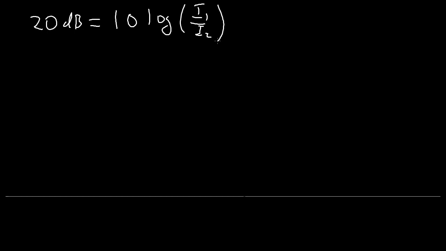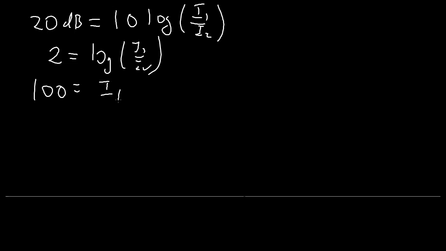We of course know that L2 minus L1, that's 20 decibel because we went from 100 to 80. And then we still have 10 log I1 over I2. Rearranging, we get 2 is equal to log I1 over I2, so 100, which is 10 squared, equals I1 over I2. So we know that I1 is 100 times as intense as I2. Once again, that's a logarithmic scale, so the number gets big really, really quickly.